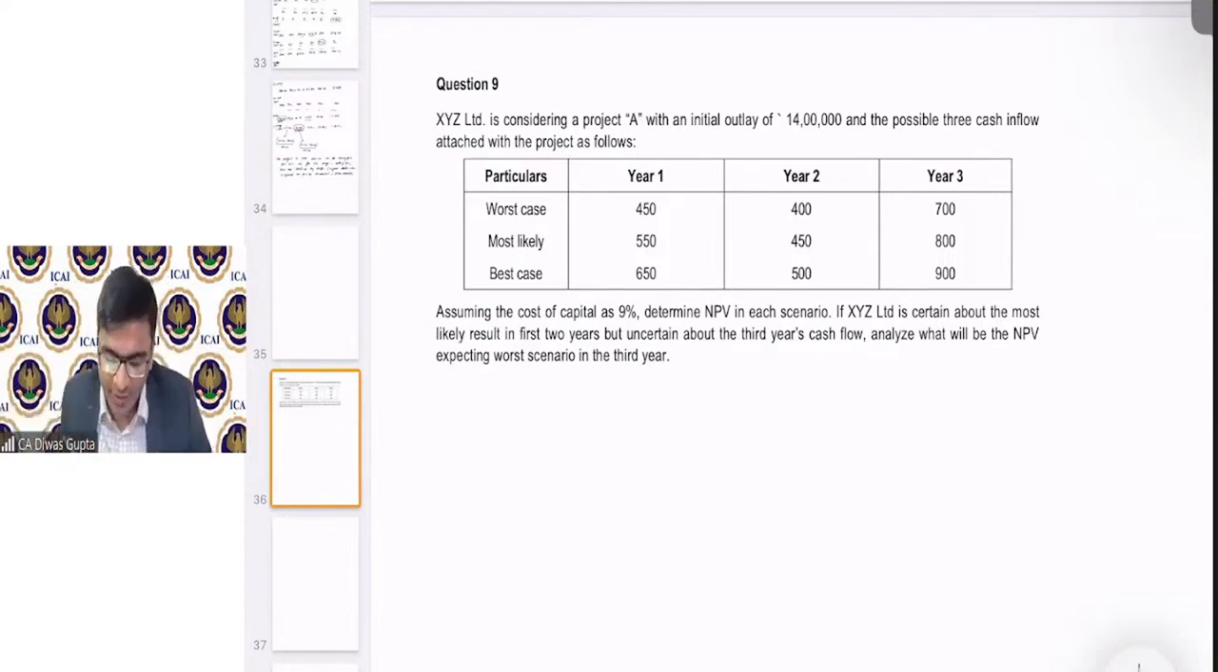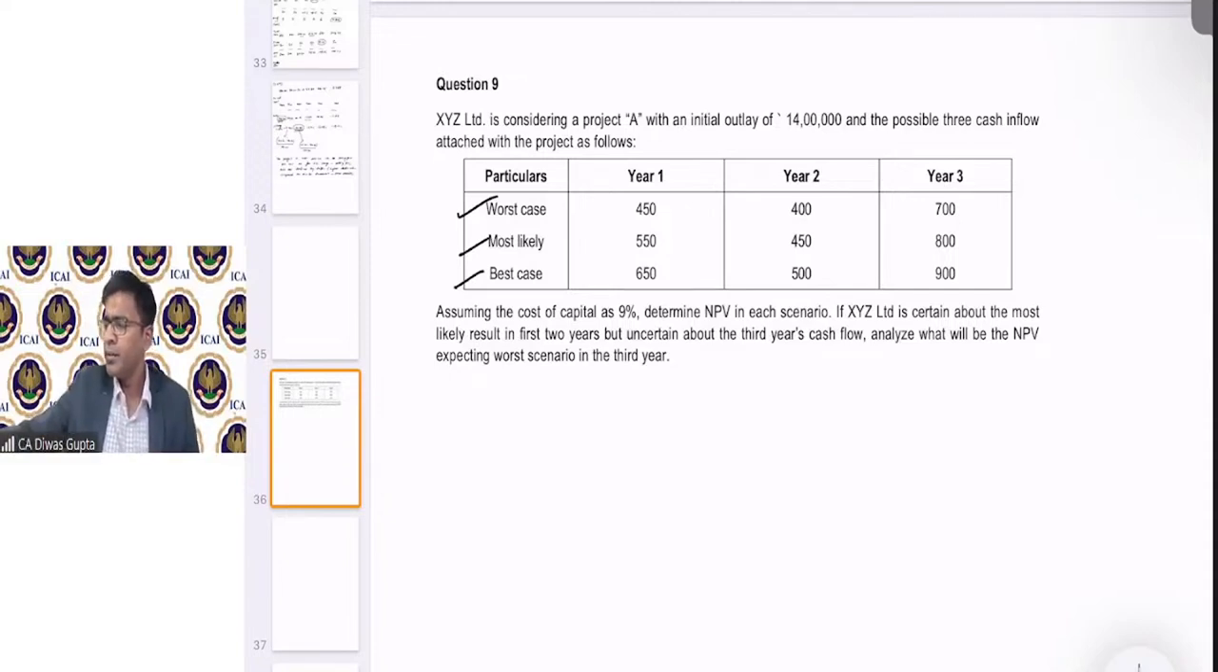Yes, question number 9. XYZ Limited is considering a project A with an initial outlay of rupees 14 lakhs. The possible three cash inflows attached with the project are as follows. So year 1, year 2, year 3, they have given the worst case, most likely, and best case. Now they're asking, assuming the cost of capital as 9%, determine the NPV in each scenario. So how many different scenarios are there? Three different scenarios: worst case, most likely, and best case. Correct. So you first calculate the NPV in each different scenario, which is doable.